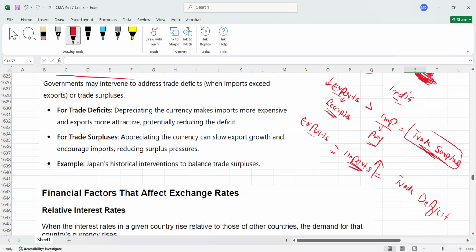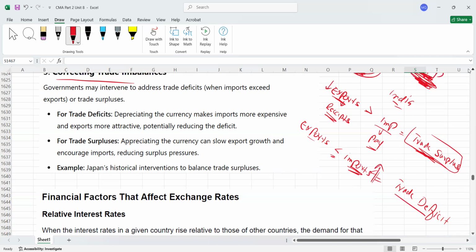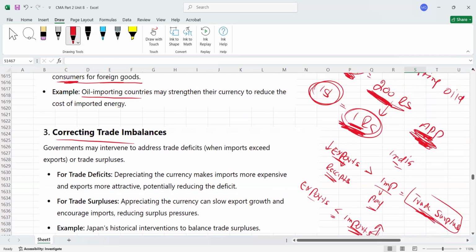If you want to remove the trade surplus, what do we have to do? We have to reduce the exports. And if I want to remove trade deficit, I have to increase the imports. Do you remember, I told you previously for exports, if you want to increase exports, it is better to depreciate our own currency, the local currency. This is what I told you.